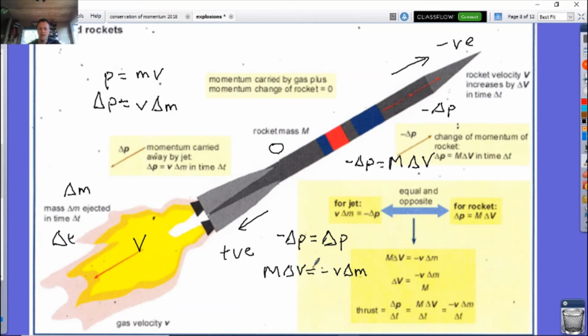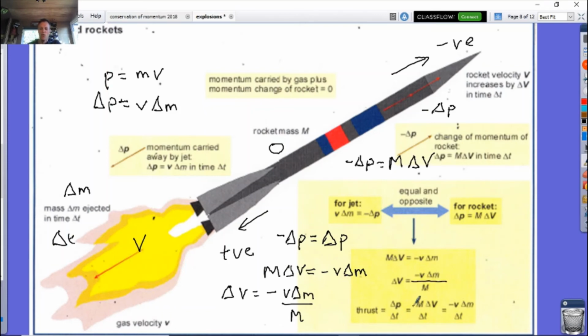That means then what they've done here is to work out the change in velocity of the rocket, okay, which is delta V. You've got your minus V delta M, and all you do is divide it by your M, because you take the M down here, and that is where that equation has come from.